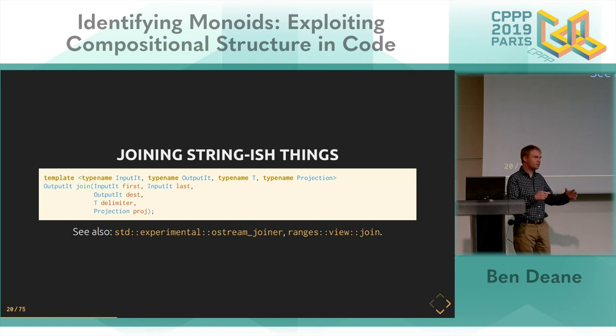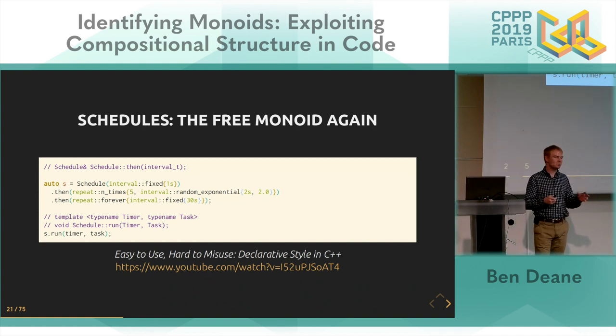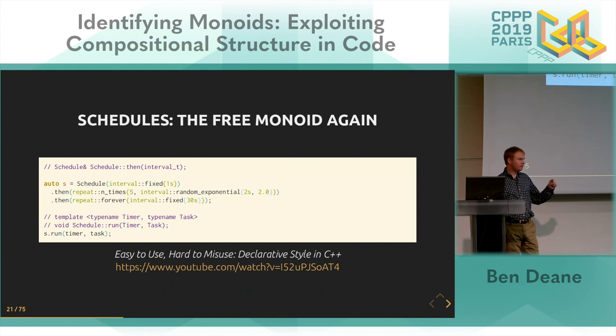So strings are one thing, but anything that's sort of string-ish is susceptible to this free monoid. Schedules is an example that I found in my code, again, from a couple of talks ago. Here, we're not using an operator, so it's perhaps less obvious. But the dot then function is the monoidal operation. It's concatenating schedules here. And there is an identity, which is the schedule that is just empty, the schedule of 0 seconds. So this is an example I found in old code, a monoidal example where dot then is the operation. And it's certainly associative, as you can convince yourself if you think about it for a minute.